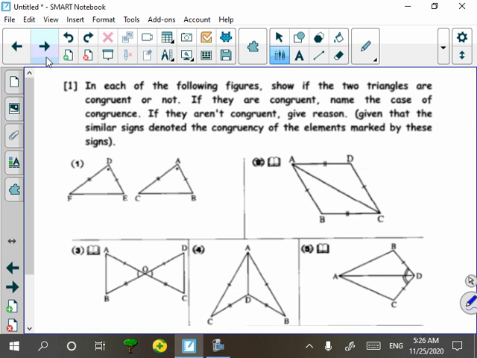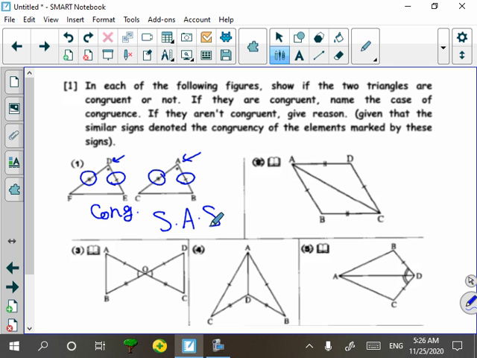Now let's practice. In each of the following figures, show if the two triangles are congruent or not. If they are congruent, name the case of congruence. If they aren't congruent, give a reason. First example, we note that DE equals AB and DF equals AC, and the measure of angle D equals the measure of angle A, then the two triangles are congruent because of the case which is called side, angle and side.